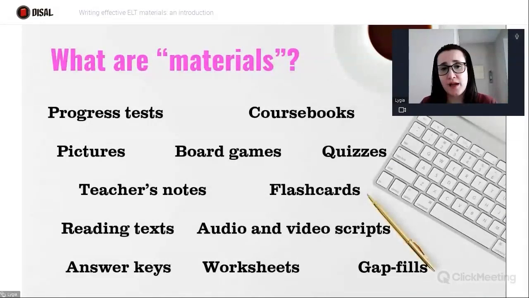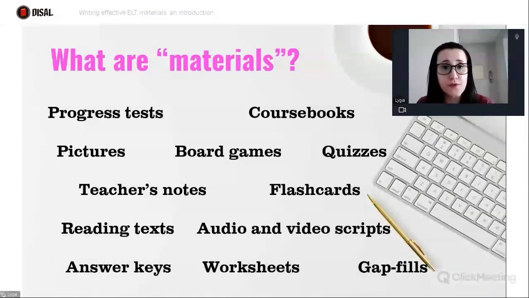Materials can be classified in different ways, actually. Some of them are meant to be used only by students outside the classroom when they're studying by themselves. So these are called self-study materials, right? There are also materials which we use in the classroom with our learners. So both teachers and students use these materials, such as the course book. So these are in-class materials. And there are also materials which are meant to be used only by the teacher, such as the teacher's book, right? And they also serve different purposes, right?